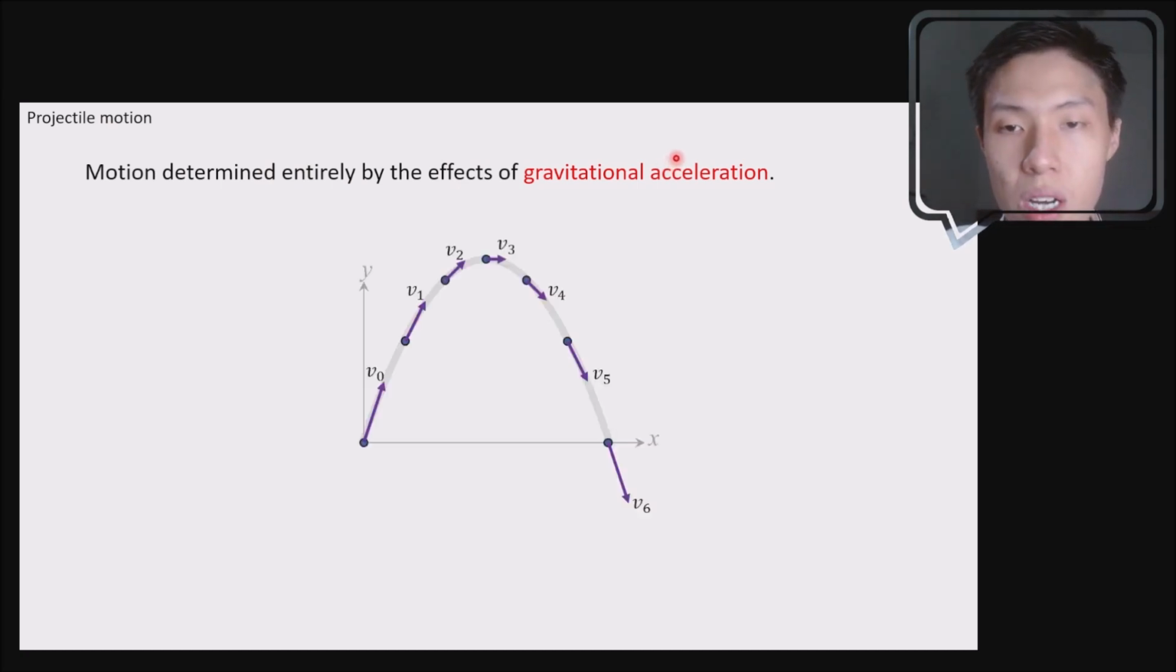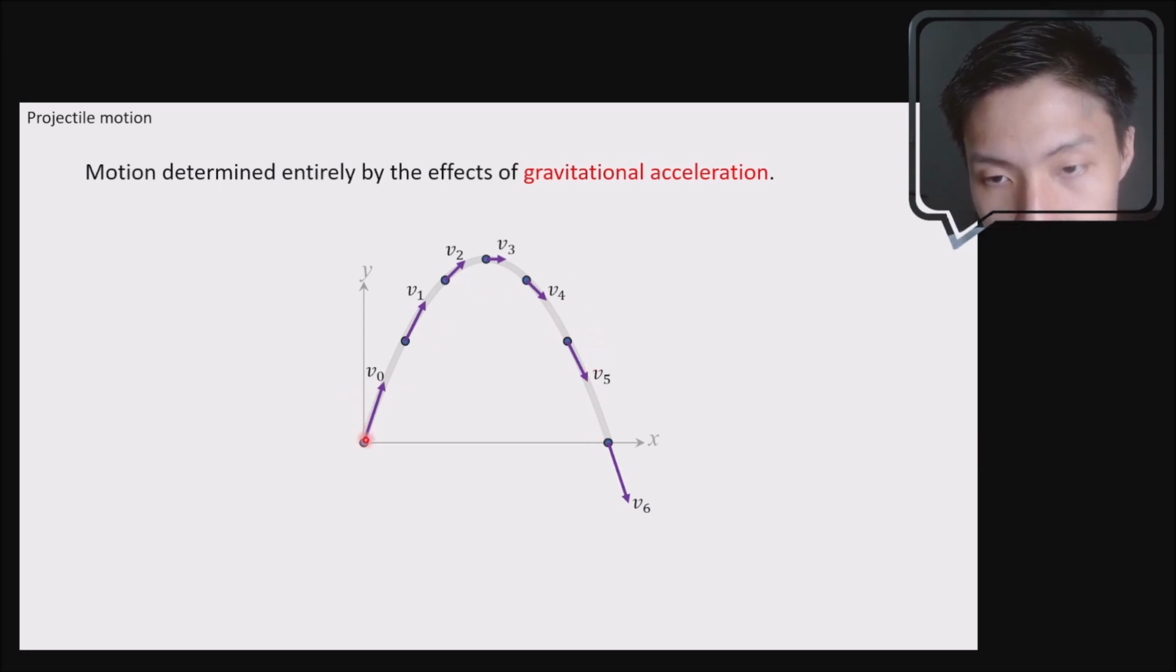Okay, so a projectile motion usually traces a path that looks like this, what we call a parabolic path. So projectile motion traces out this kind of path, and we call this kind of path a projectile. That's why we call it projectile motion. The path here, we call it a projectile.